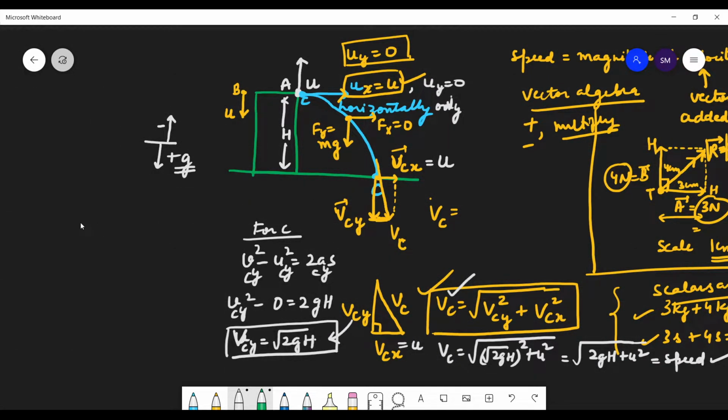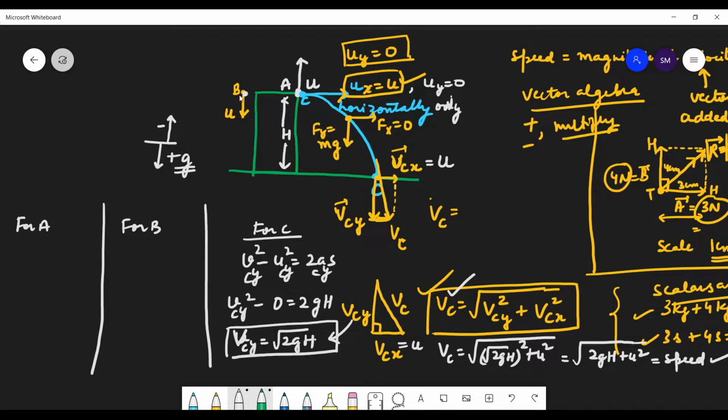Now for A, and for B, it is quite simple, because in case of A and B, there is only vertical motion, there is no horizontal motion, only vertical motion.